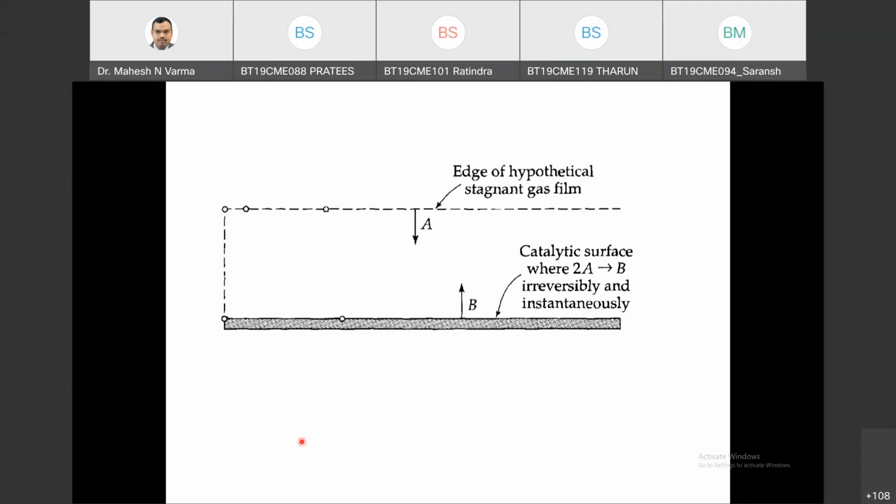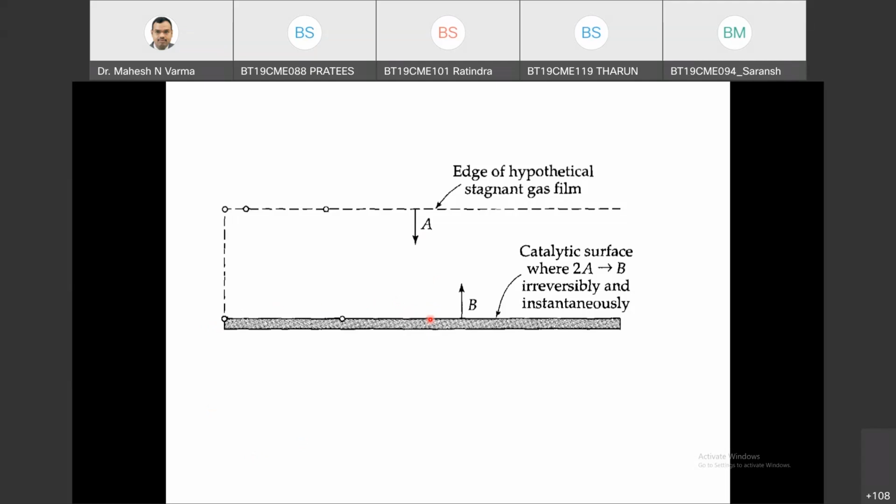Hello. Tell me. Yes, sir. Expected concentration profile for A. What will be the concentration profile at the surface? A at the surface, expected. Sir, 0. Why? Sir, because there is no A layer present there.